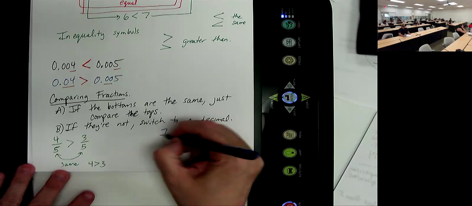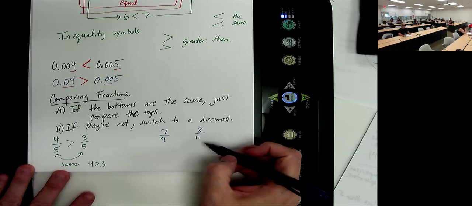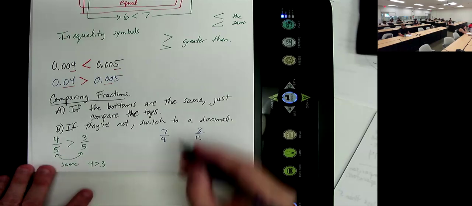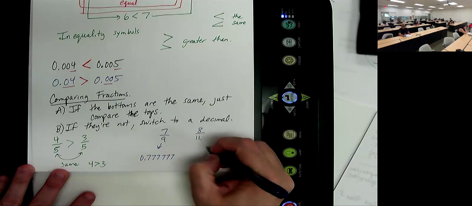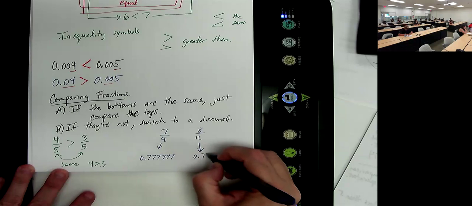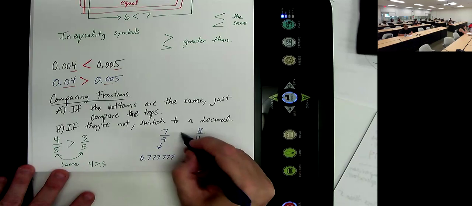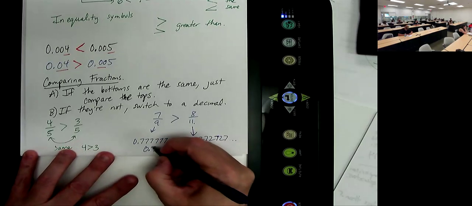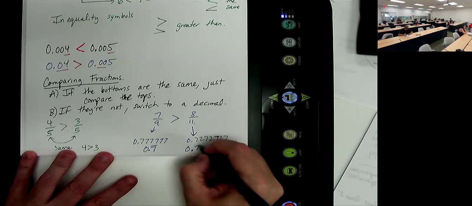If you're trying to compare 7/9 and 8/11 though, this one's got a bigger denominator, but it's also got a bigger top. I don't know which one is bigger. So if you throw this in a calculator, this is 0.777777 going on and on, and this is 0.72727272. So the 7/9 is bigger. With the repetition bar, this is written as 0.7 with the bar over it, and this one is written as 0.72 with the bar over it.